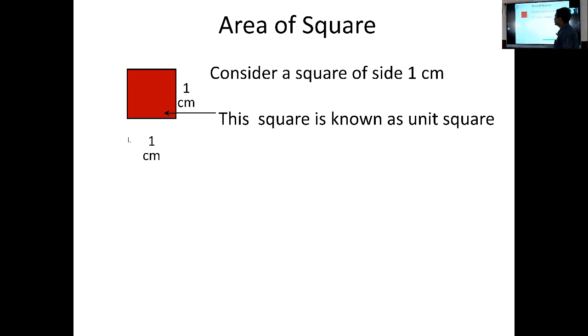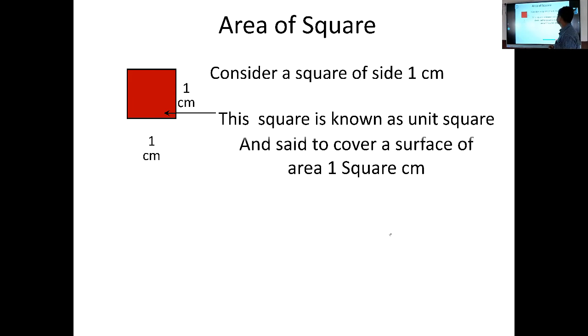How? Let us see. We say that the surface covered by this particular square is 1 square centimeter, just as we took a certain distance and said that this is going to be 1 meter. Same as here, the surface covered by a square of 1 centimeter by 1 centimeter, we are going to call it 1 square centimeter.